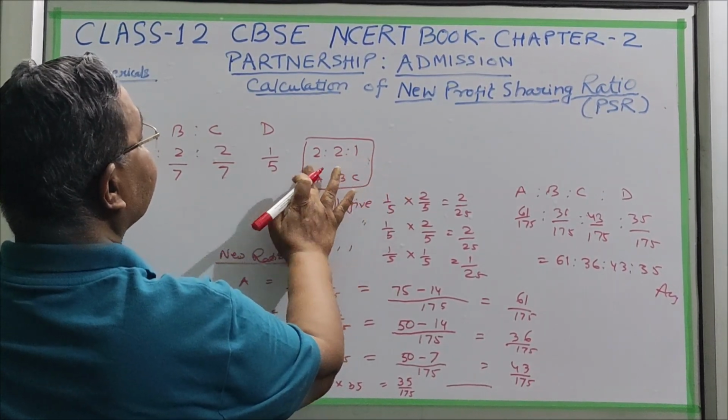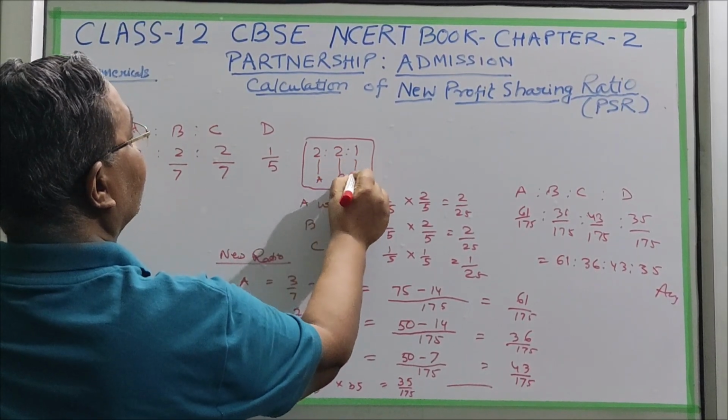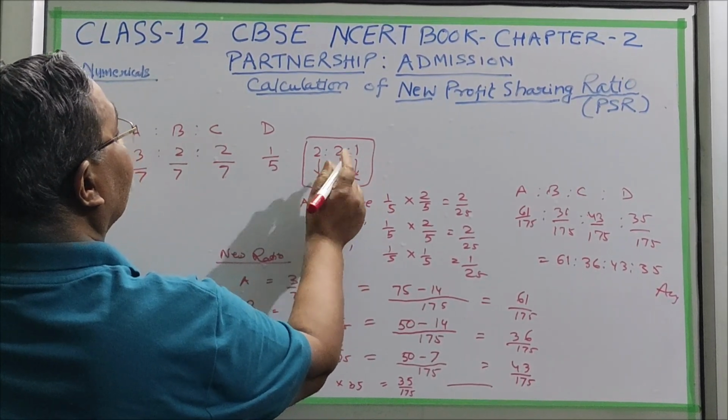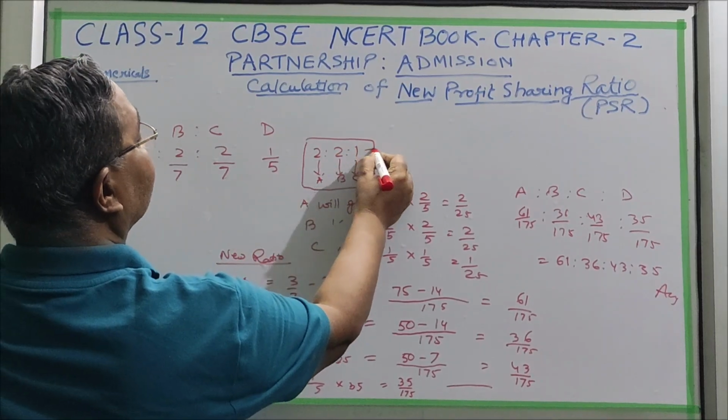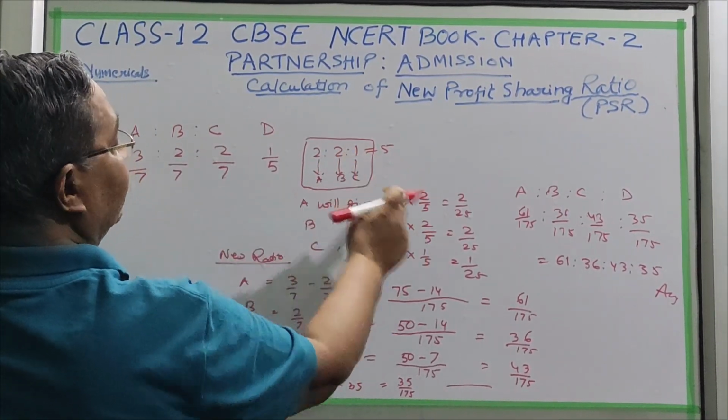Here in this ratio 2 is to 2 is to 1 they are getting. He is getting from A and B and C in the ratio of 2 is to 2 is to 1. Total is coming 5. So 2 by 5, 2 by 5 and 1 by 5.